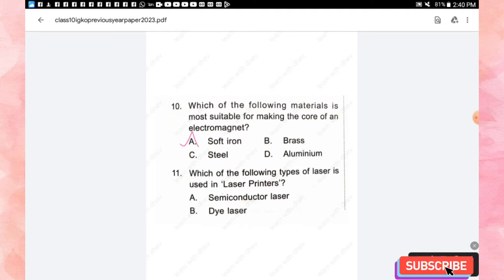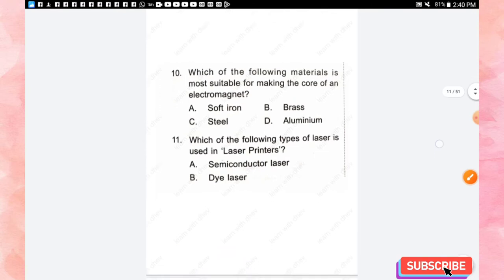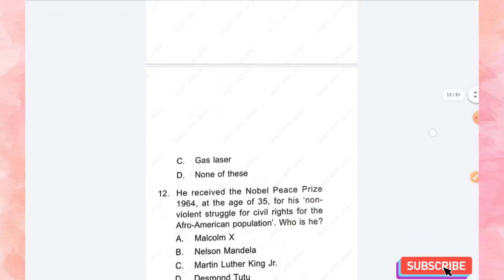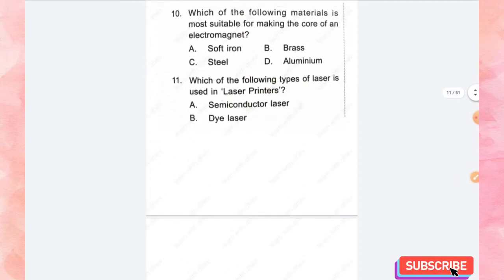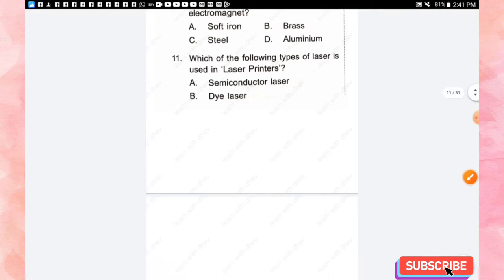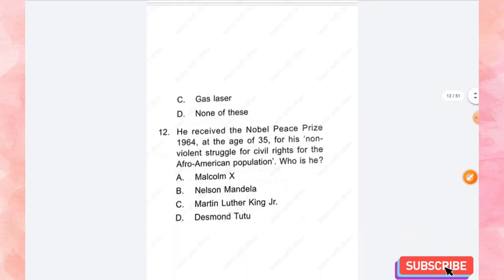Question number 11. Which of the following types of laser is used in laser printers? Options are semiconductor laser, dye laser. Option C is gas laser and option D is none of this. The right answer is option A, semiconductor laser.